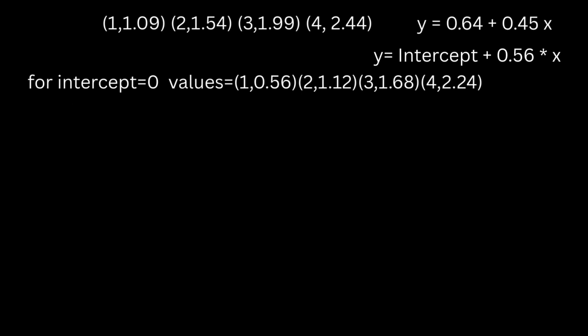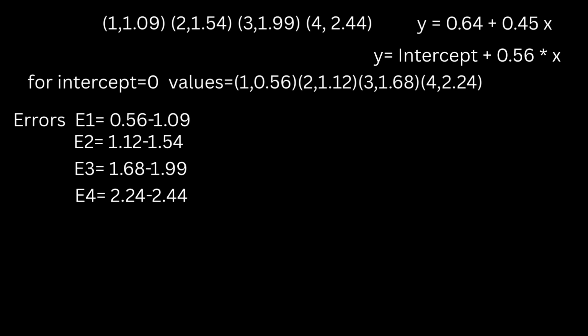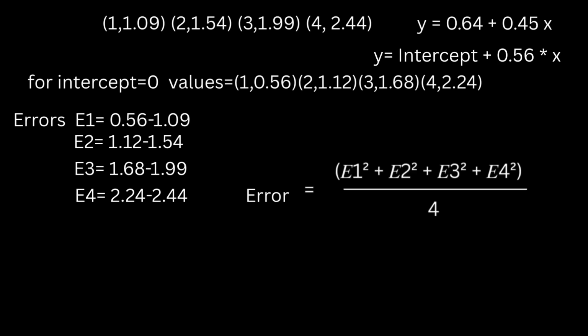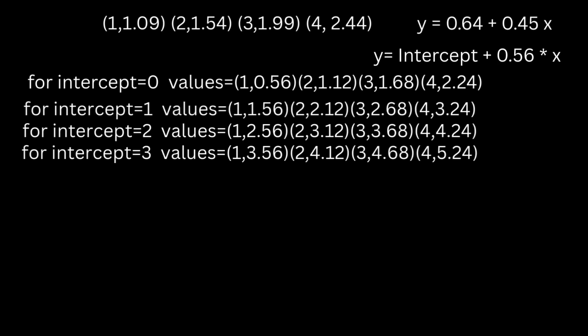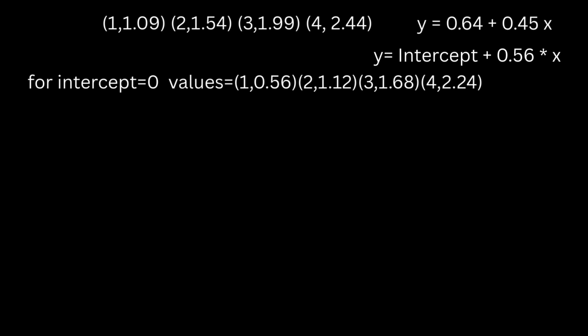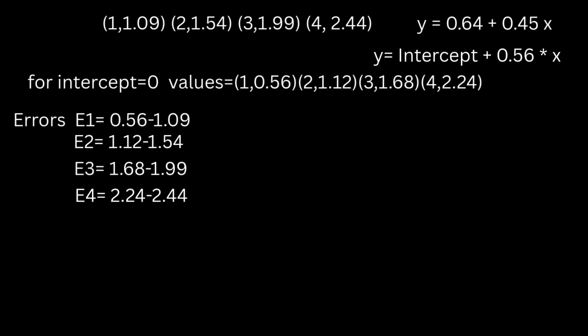Now let's take intercept equal to 0 and values as shown and compare with the actual values. So E1 will be 0.56 minus 1.09, predicted value minus actual value, and we'll do this for all the four errors. So let's take these four errors and try to find mean square error. This is the formula as we discussed in this video, and after calculation we'll get this error for intercept equal to 0.